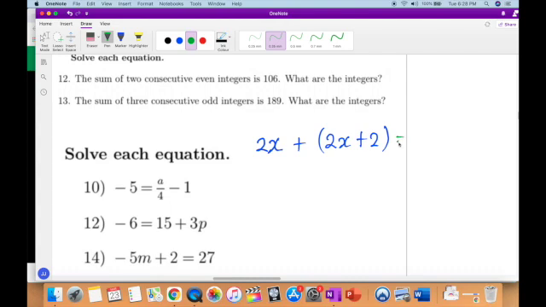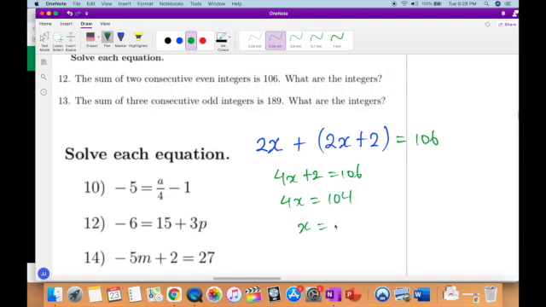So this here now is equal to 106. So therefore, I could remove the brackets. So 2 and 2 is 4x plus 2 is equal to 106, right? 4x is equal to 104, 106 minus 2, right?